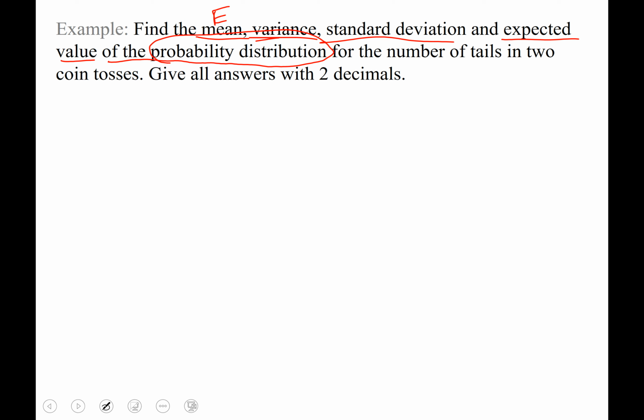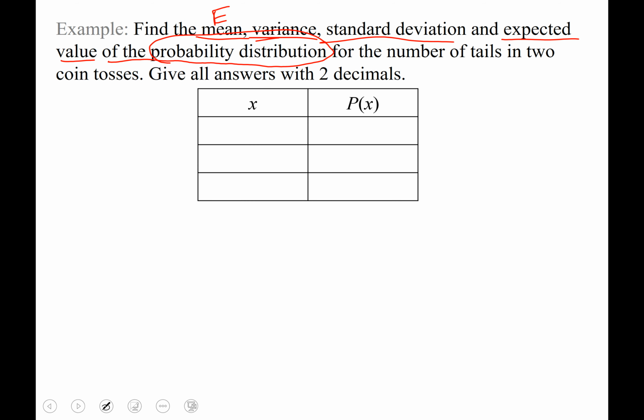Okay, so we need to look at a table. We need the number of tails in 2 coin tosses. So you flip a coin 2 times, and the possible number of tails: maybe you got 0 tails, maybe you got 1 tail, maybe both times you tossed the coin you got 2 tails. So those are our random variable x's. Those are all the possible outcomes if you flip a coin twice. Now we need to find their corresponding probabilities.